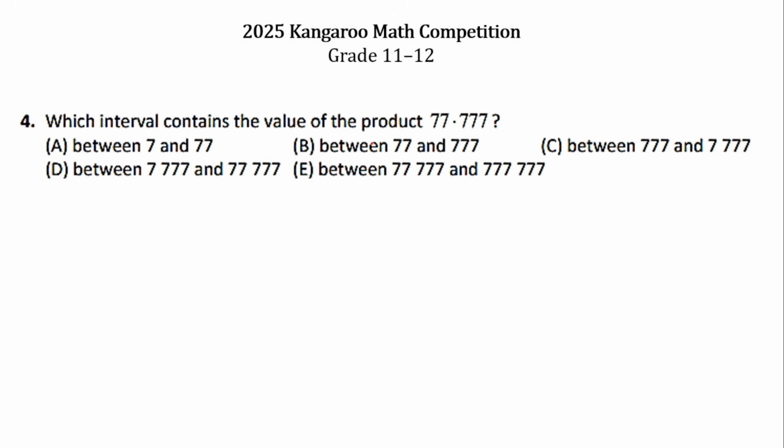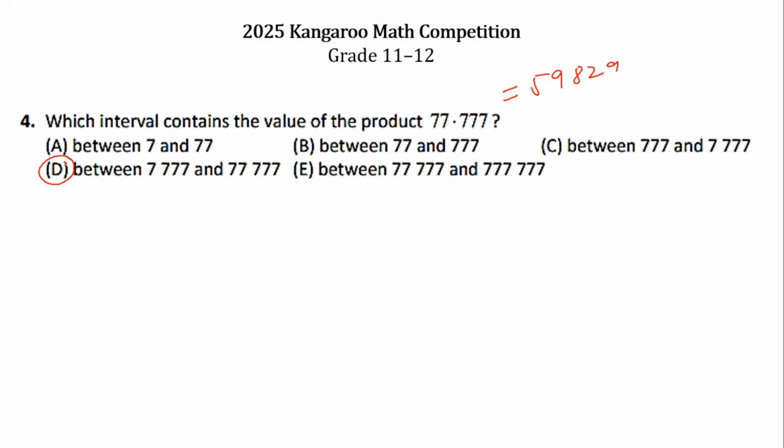Question number 4. Which interval contains the value of the product 77 times 777? Alright, you can just compute directly the product of 77 and 777. And if you do that, the answer is 59,829. And obviously, the answer must be option D.